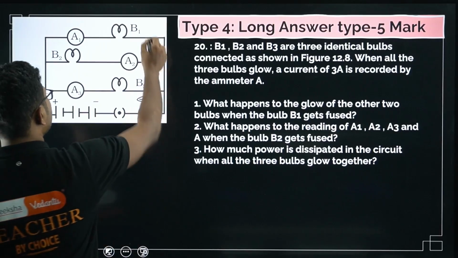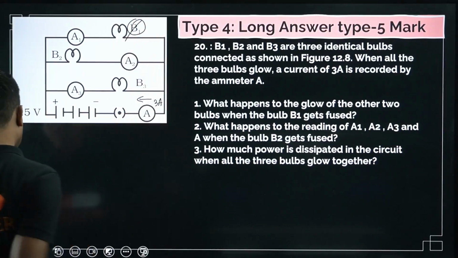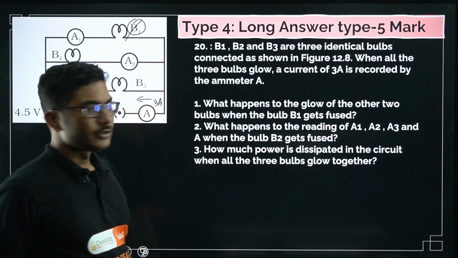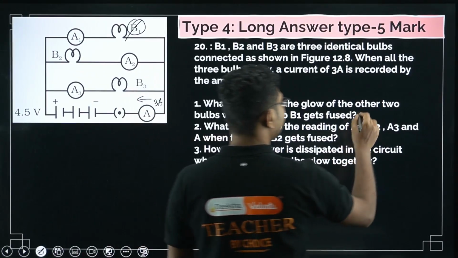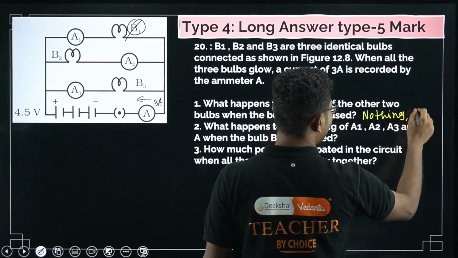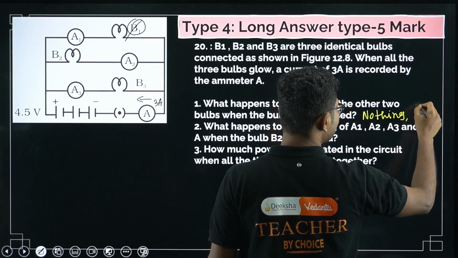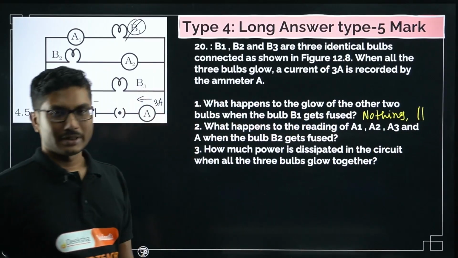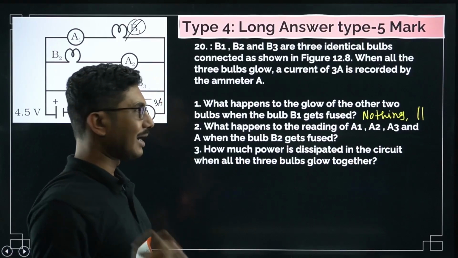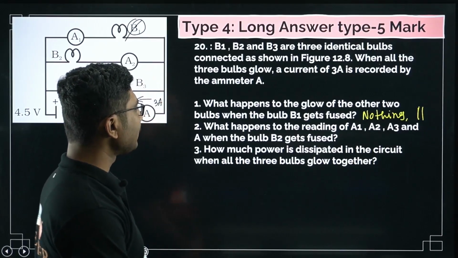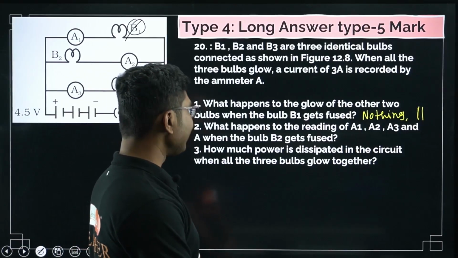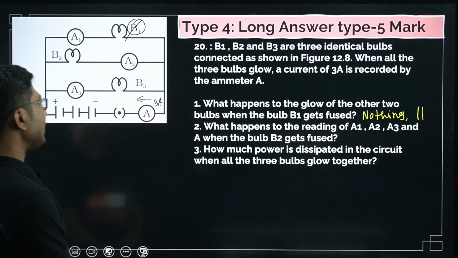If the bulb B1 is fused, nothing will happen to the glow of the other 2 bulbs because they are connected in parallel. So you have to mention that nothing will happen. Why will nothing happen? Because they are connected in parallel. The parallel symbol is this. You can use this symbol as a short notation, but in the exam write in parallel completely. What happens to the reading of A1, A2, A3 and A when the bulb B2 is fused?